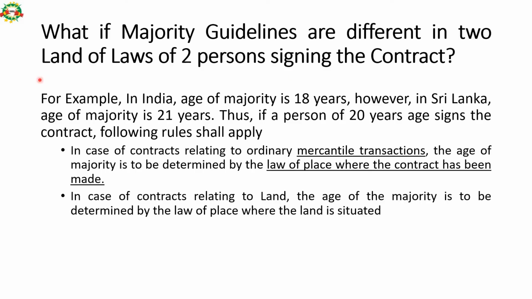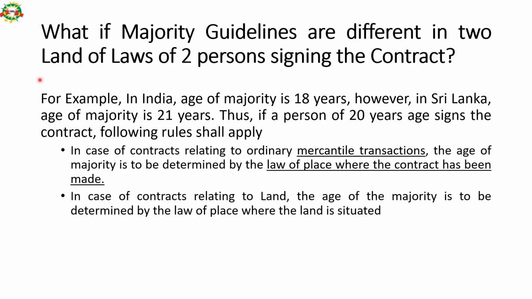What if the age of majority is different in the laws of two lands, for the two persons signing the contract? For example, in India, the age of majority is 18 years. However, in Sri Lanka, the age of majority is 21 years. Thus, if a person of 20 years signs the contract, then the following rule shall apply.